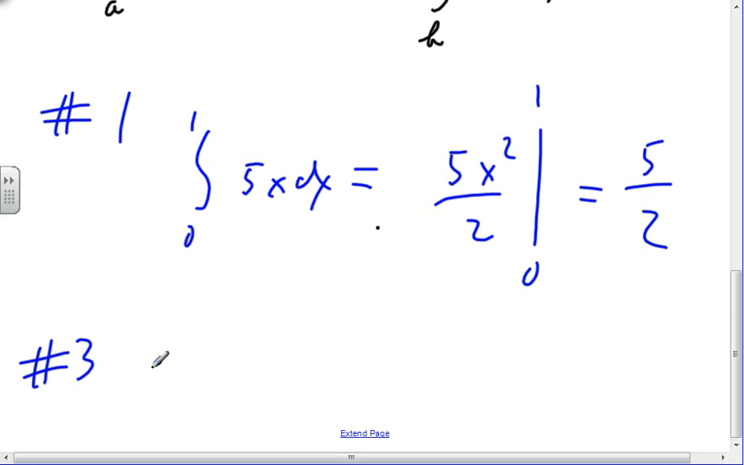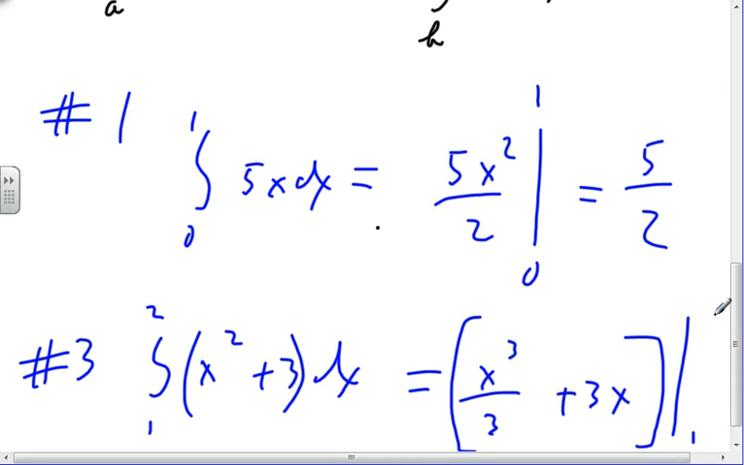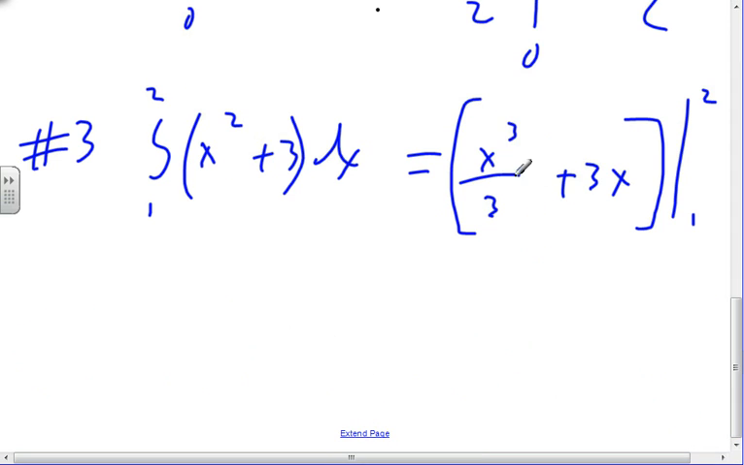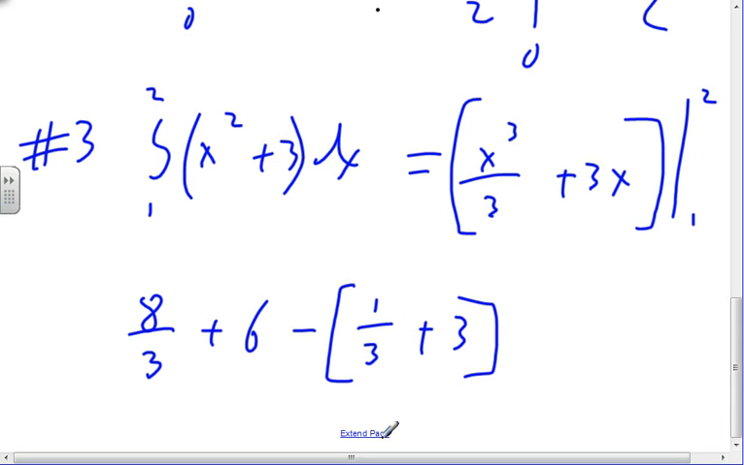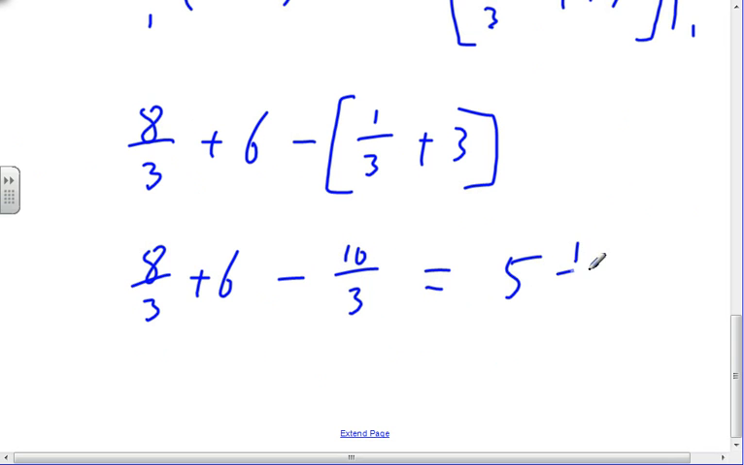Number 3. Integral 1 to 2 of x squared plus 3 dx. So I'm going to have 5x cubed over 3 plus 3x evaluated at 1 and 2. I put a 2 in and I get 8 over 3 plus 6 minus 1 over 3 plus 3. Let's see, 8 over 3 plus 6 minus 10 over 3? So that would be 5 1/3. Yeah, I think that'd be 5 1/3.